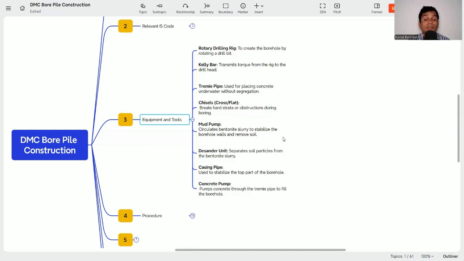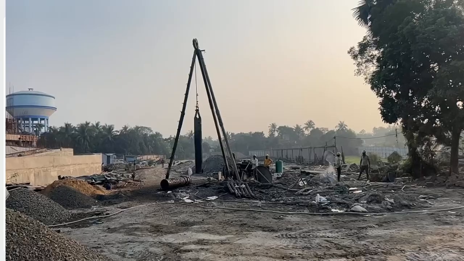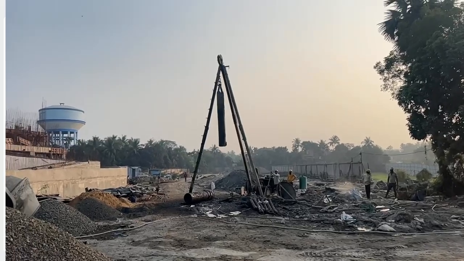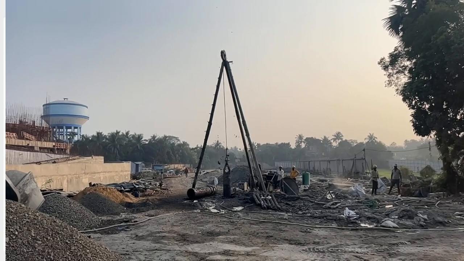Then the tremie pipe. What is a tremie pipe? It is used for placing concrete underwater without segregation. That means we are making the hole, we are placing the reinforcement. Now we need to place the concrete from the bottom to the top. But how will the concrete go to the bottom? That is where we insert the tremie pipe inside the bore, and through the tremie pipe we place the concrete from bottom to top. Then there is the cross bit or flat bit. It can be cross or it can be flat.